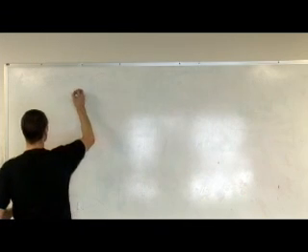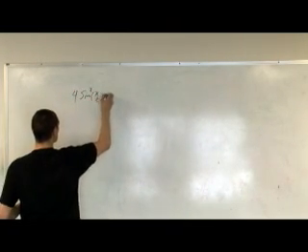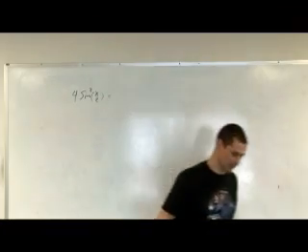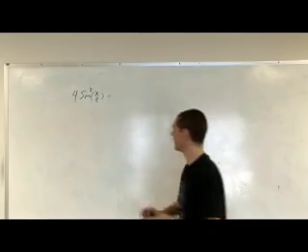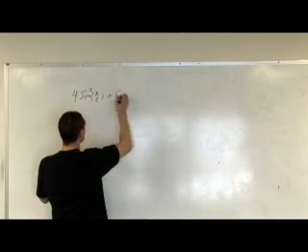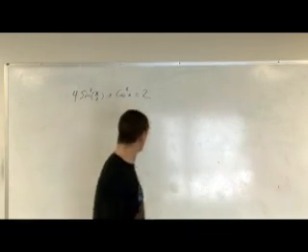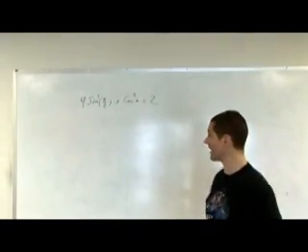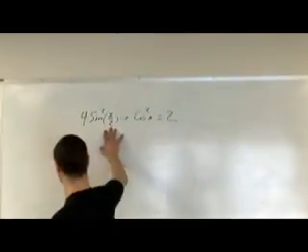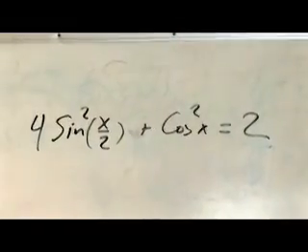4 sine squared x over 2 is equal to... Oh, plus cosine squared x is equal to 2. Okay, so we're going to have to reload here. You're looking at a test question or something very similar to it. I guarantee you right away we're going to have to screw around with half angle formulas and stuff. Back after these commercials.